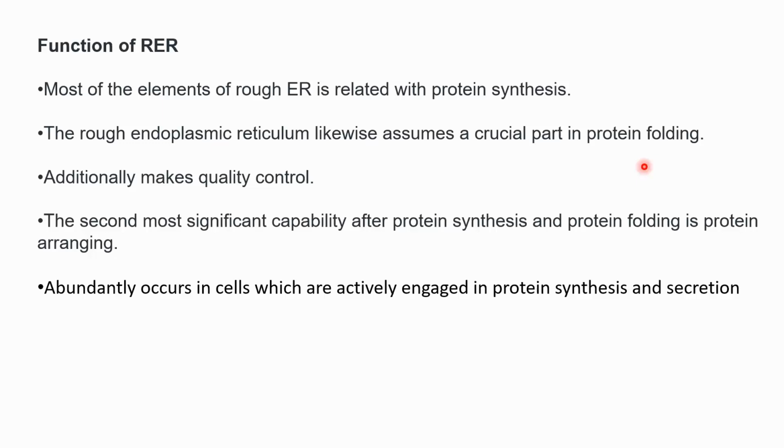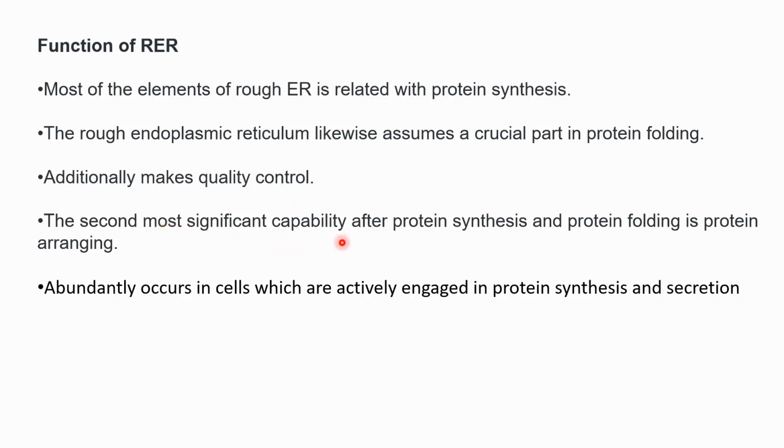If protein folding does not occur properly, then there are certain diseases, for example, amyloid, or we know about Alzheimer's. So there are certain diseases that may take place if protein folding does not occur properly. So rough endoplasmic reticulum is also known to play an important role in protein folding. Therefore, it additionally makes an important quality control system.